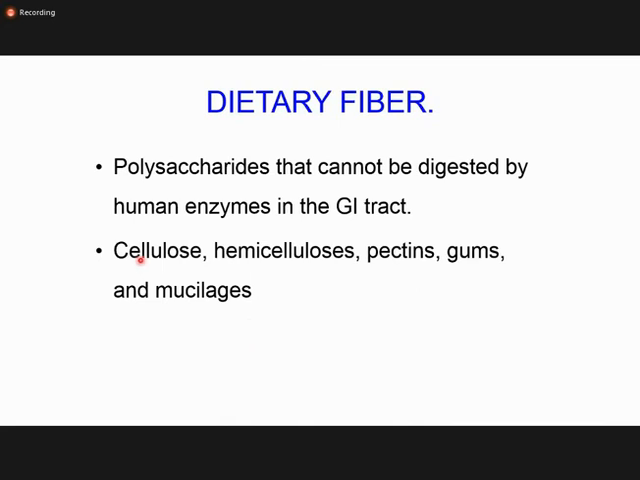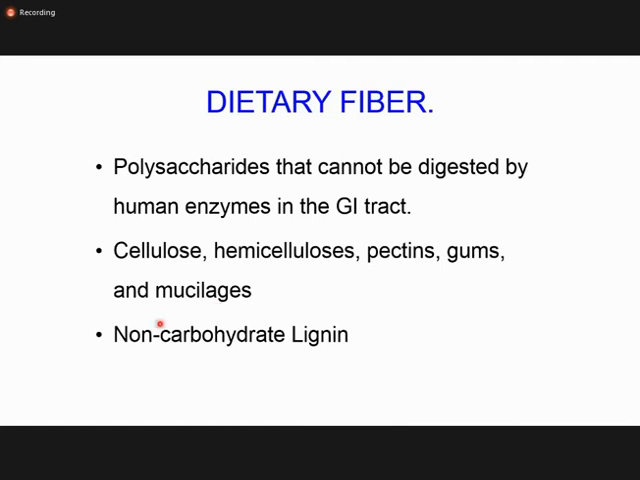We have examples of dietary fiber: cellulose, hemicellulose, pectins, gums, and mucilages. So most of the dietary fiber is contributed from the plant kingdom. The major dietary fibers are in the form of cellulose, hemicellulose, pectin, gums, and mucilages. Once it is not digested, it cannot provide energy. So the major purpose of dietary fiber is to provide roughage to the feces, and most importantly, it activates the gastric movements.